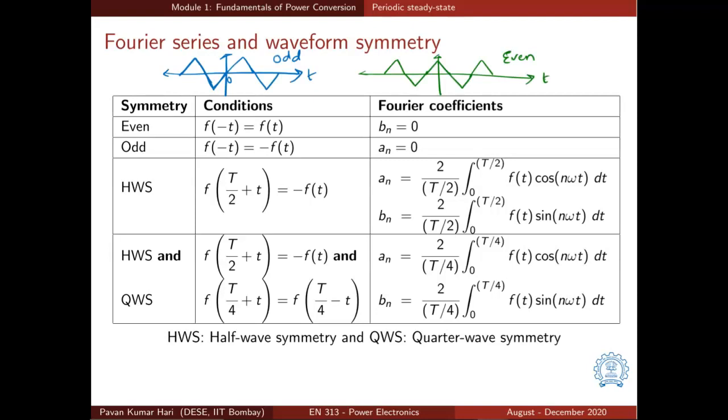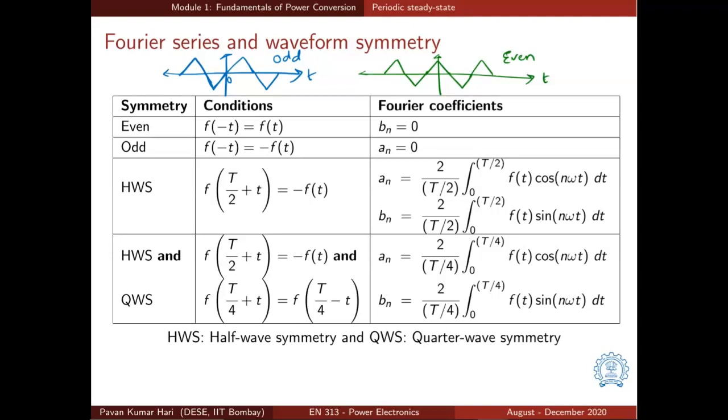Examples of odd and even symmetries are shown here. The odd symmetry is shown in blue color and the even symmetry is shown in green color. So odd symmetry refers to the condition f of minus t is equal to minus f of t, while even symmetry refers to the condition f of minus t is equal to f of t.